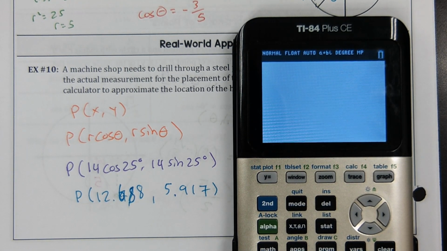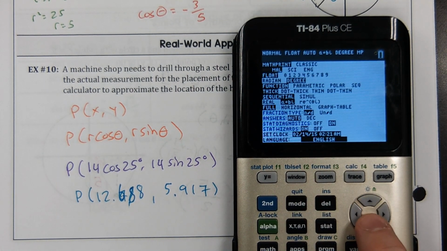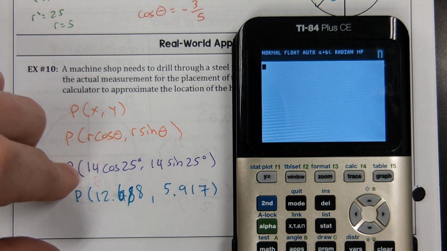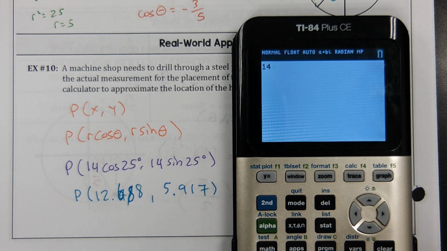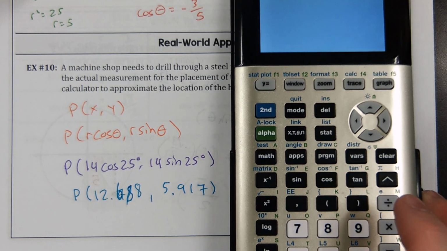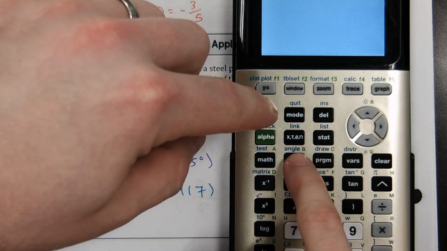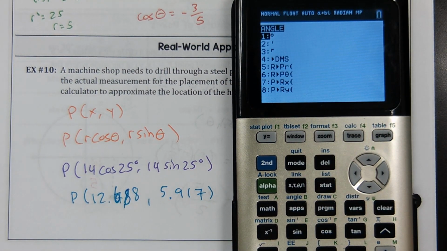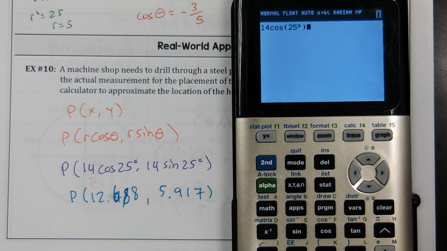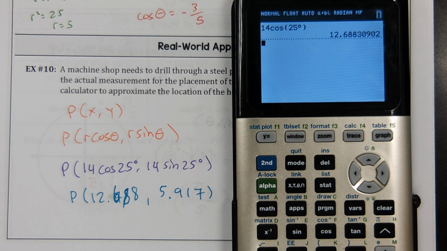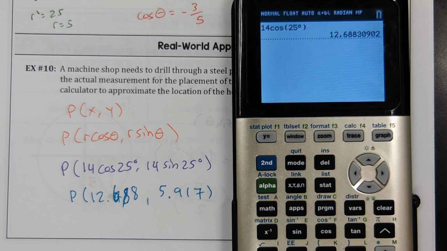Let me show you a way that could make it so that you can work in radian mode almost all the time. We put my calculator back in radian mode. I need to tell it 14 cosine of 25 degrees, right? 14 cosine 25. See right there above apps? In blue it says angle. Second, angle. Look at the menu it brings up. The very first symbol is a degree symbol. And now, even though it's in radian mode, it knows that that's 25 degrees, and the answer is 12.688, like it should have been.